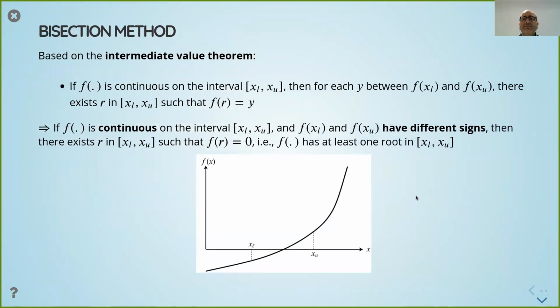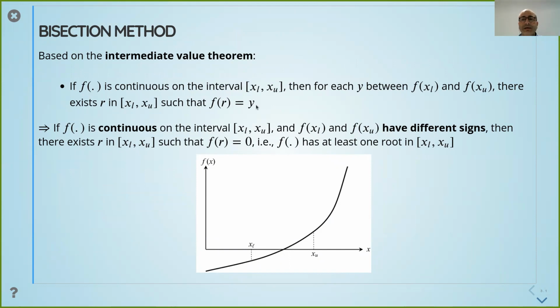So let's talk first about the bisection method. The bisection method is rooted in a very fundamental theorem in mathematics, called the intermediate value theorem. The intermediate value theorem states the following. If we have a function that is continuous over an interval, let's say xl for lower edge, xu for upper, and you pick a number that is between f of xl and f of xu, any number y that is in this range, then the theorem says there is definitely an r in the interval such that f of r is y.